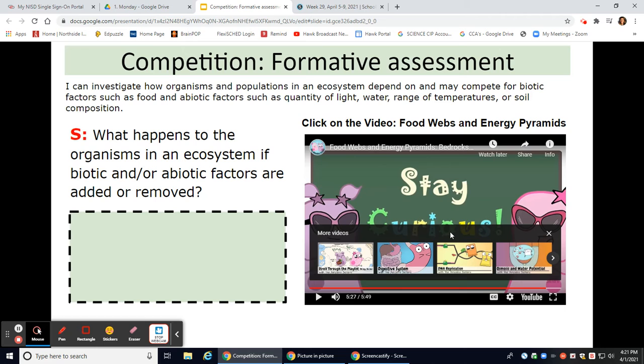Okay, so cool. We just saw the Amoeba Sisters, and our starter was asking us what happens to organisms in an ecosystem if biotic and abiotic factors are added or removed. So we know organisms rely on abiotic, those non-living things, and those living things as well. They interact with one another. So when we take biotic or abiotic factors out, competition occurs between organisms in food chains and food webs.